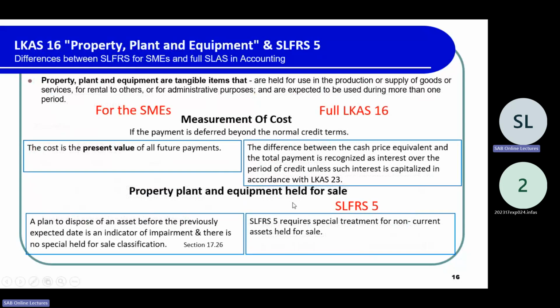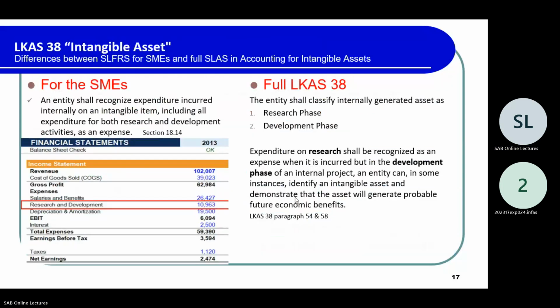Okay, when we look at the case, the property classification is equivalent to 10%. A plan to dispose of an asset for the previous period is an indicator of impairment, and there is no special 10% classification in the SL1 question. But when we look at SL1, it requires special treatment for non-current assets held for sale.